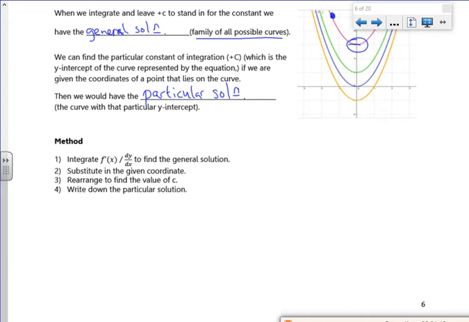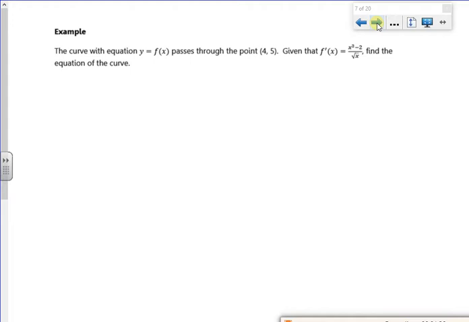Right, so I integrate it, sub in the coordinates, find C, and then write it down. That is literally what you have to do. That's our plan in a nutshell. Are you ready then? So I've got this equation here.